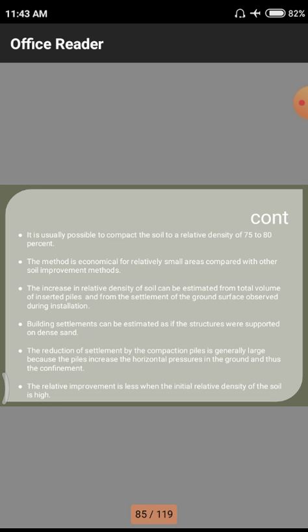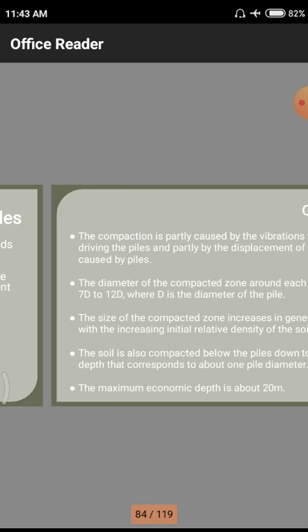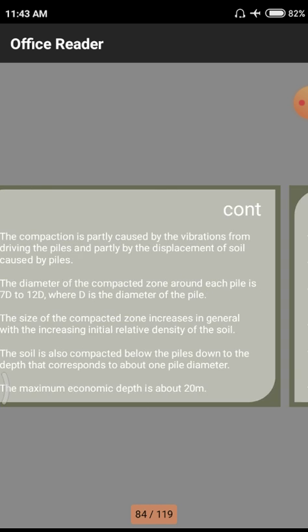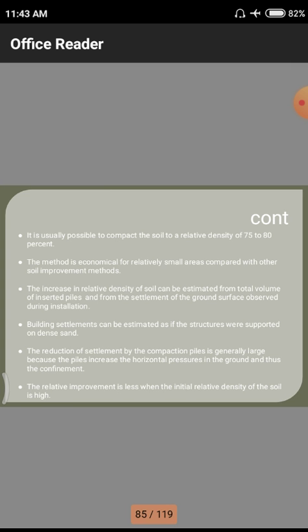Next thing is the method is economical for relatively small areas compared with other soil improvement methods. That means this compaction pile driving method is useful for a small quantity of areas, not for a large quantity of areas. Why? Because in large areas it is not possible to use these methods.